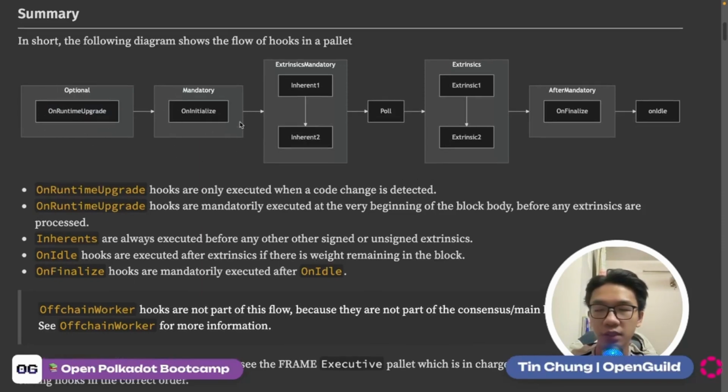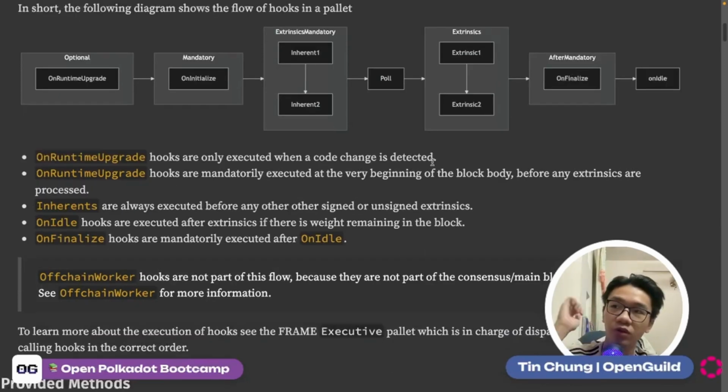On initialize is marked as mandatory because when you define the on initialize for the pallet, this hook is always executed, and it's similar to on finalize. Whenever the block is finalized, this hook is going to be executed. We also have another hook called on idle. This on idle is similar to on finalize, but it runs after everything else happens, and if there are still some weights left in the block, this hook is going to be executed.